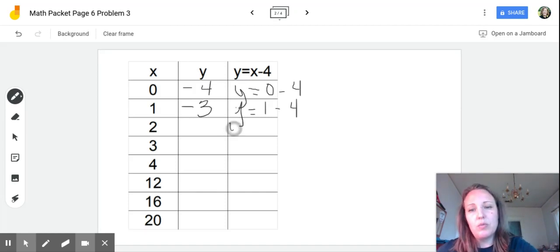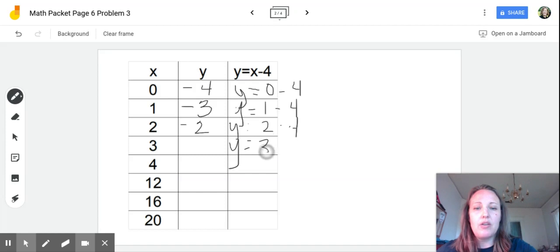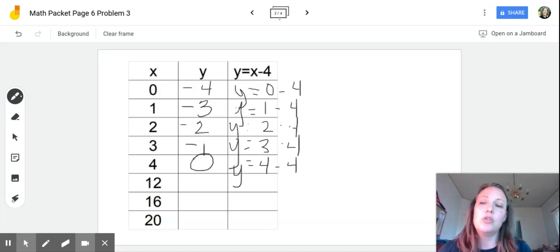So let's keep going. Y equals 2 minus 4. I'm getting further and further out of the hole, right? But at what point am I going to be out of the hole? Not yet. 3 minus 4, okay, negative 1, right here. Y equals 4 minus 4. When I do that, here I am. This is where you say you break even. So you made back enough money to pay for your costs. Well, now we're going to start making money.